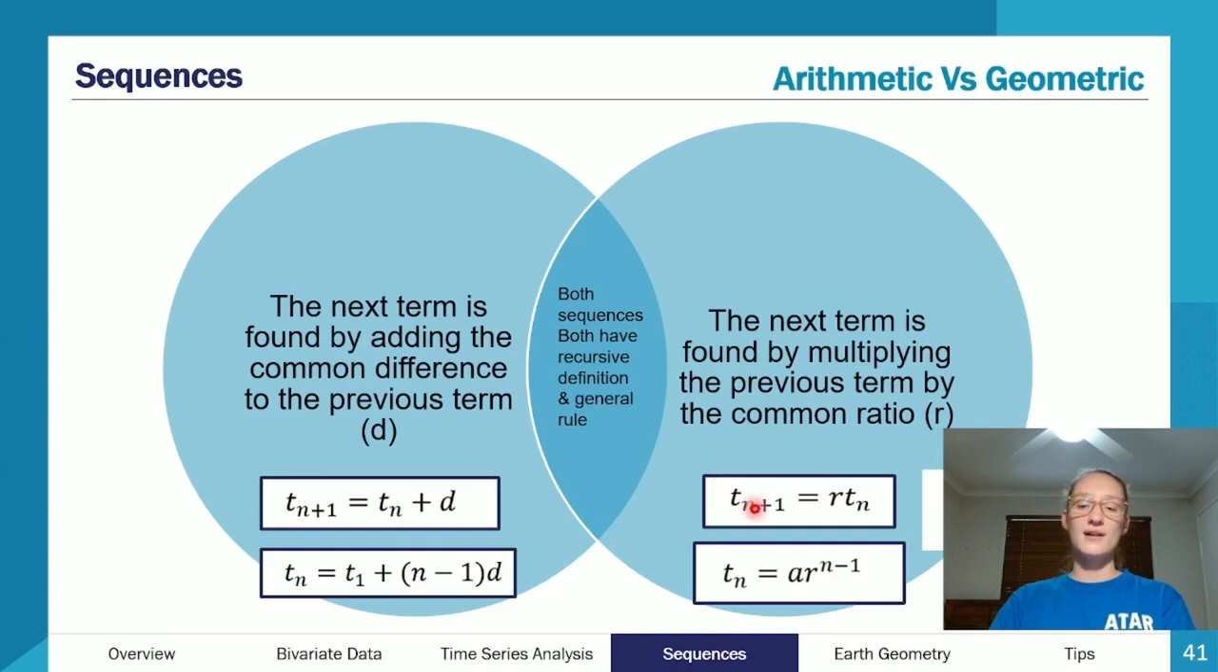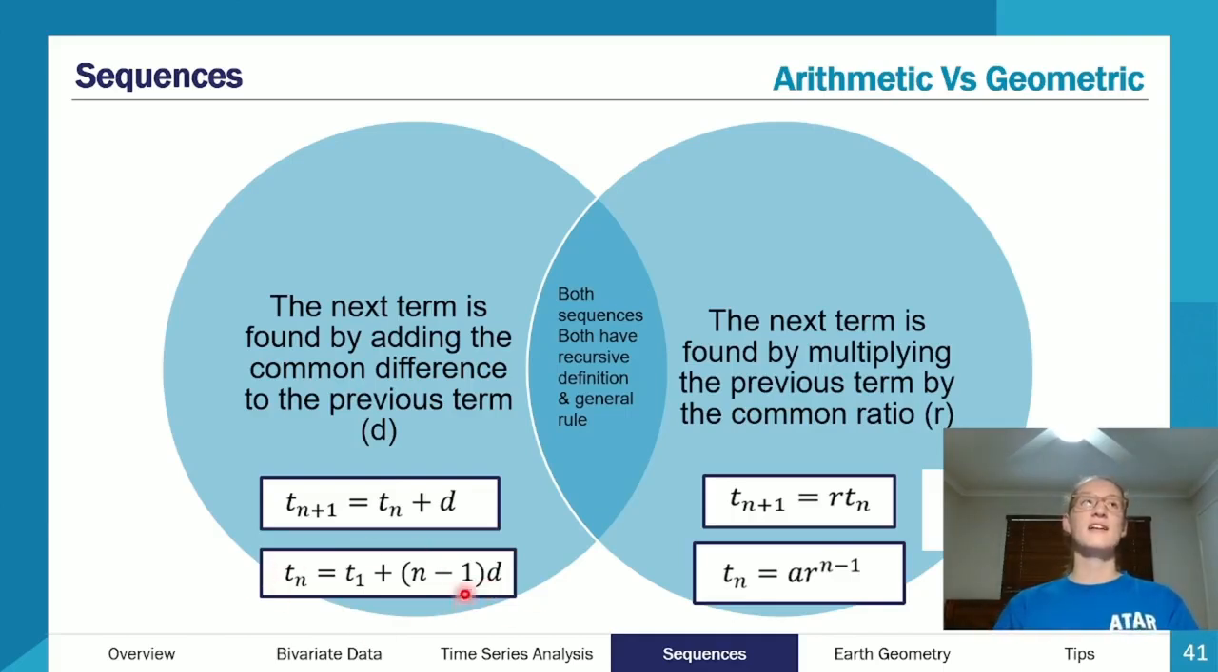We've got Tn plus 1 equals R, our common ratio, multiplied by Tn. So to find the next term, take the previous term, or the current term we're looking at, and multiply it by that factor, that common ratio, which is what we're multiplying it by every single time. This formula here is our general rule, or our explicit definition of our arithmetic sequence.